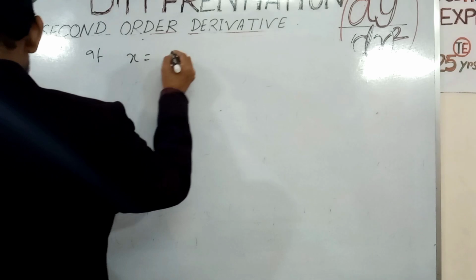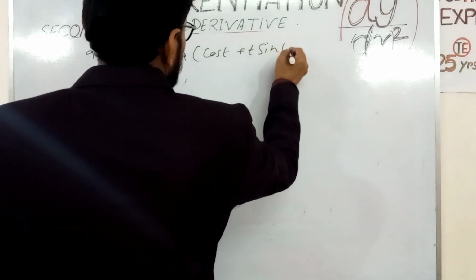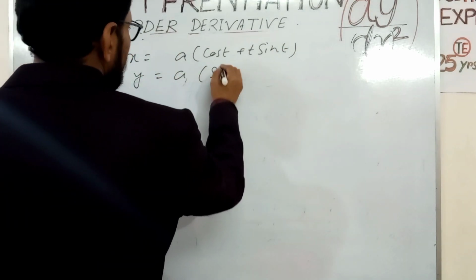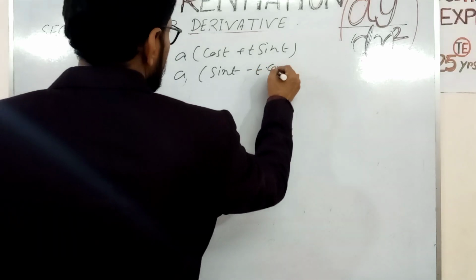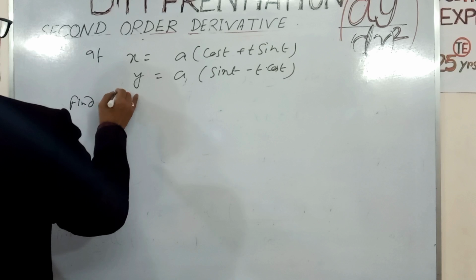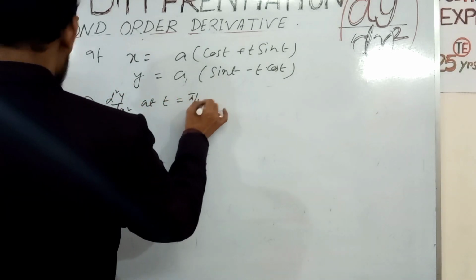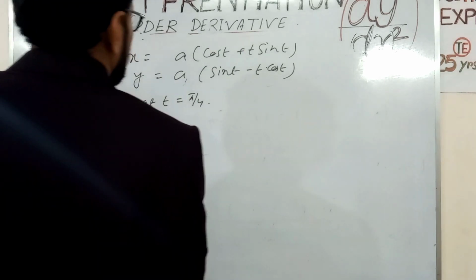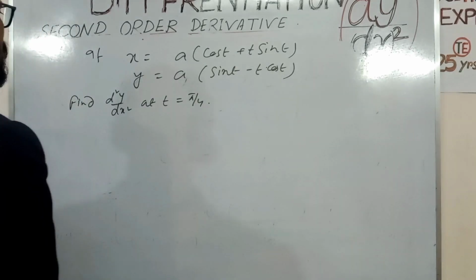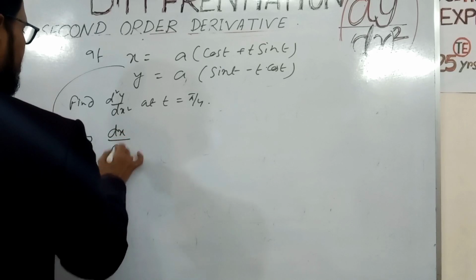x equals a into cos t plus t sin t, and y equals a into sin t minus t cos t. Find d2y by dx square at t equals pi by 4. x equals this, y equals this, find d2y by dx square. Now from this, first we find dx by dt.